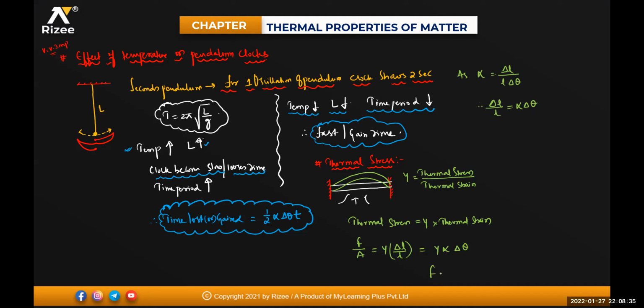So the force formula will become how much for me? Y A alpha into rise in temperature delta theta. So this is your thermal force formula, and thermal stress is asked. So thermal stress will be equal to force by area, that is equal to Y into alpha into delta theta. Clear, beta? Is that clear?